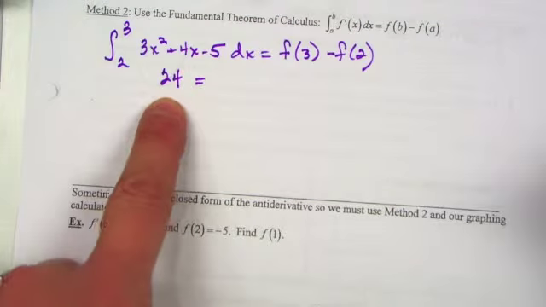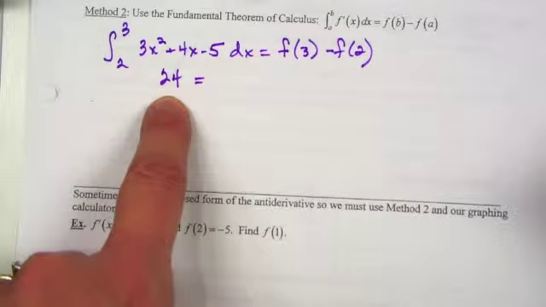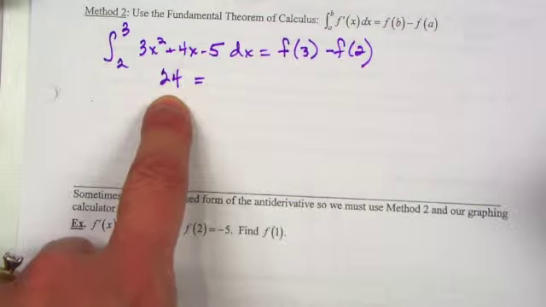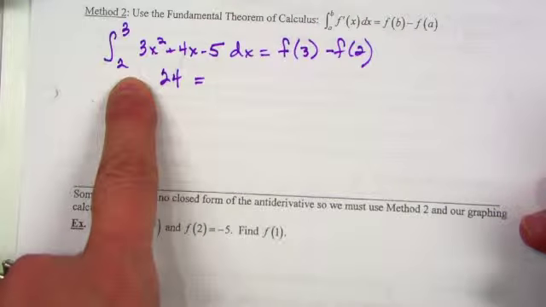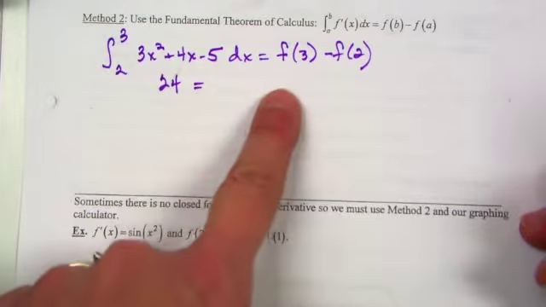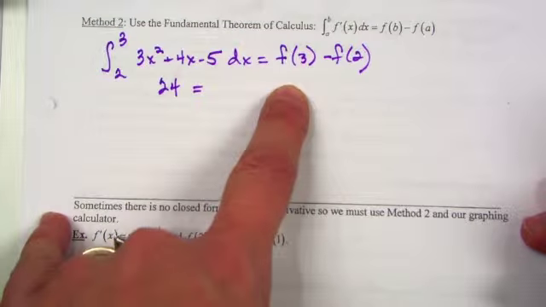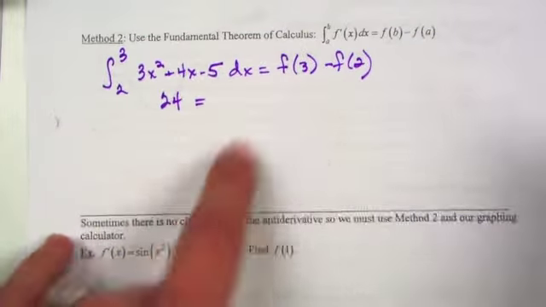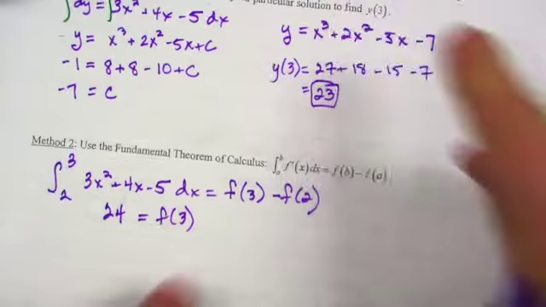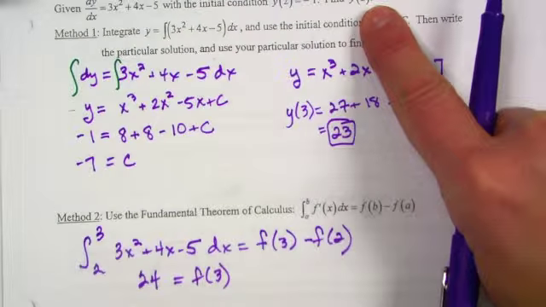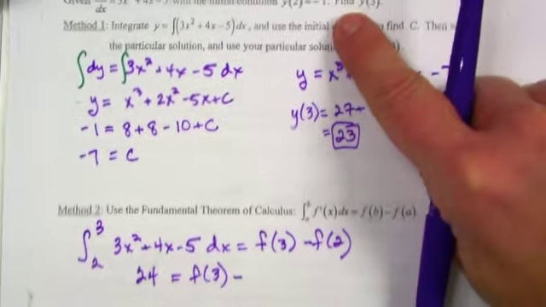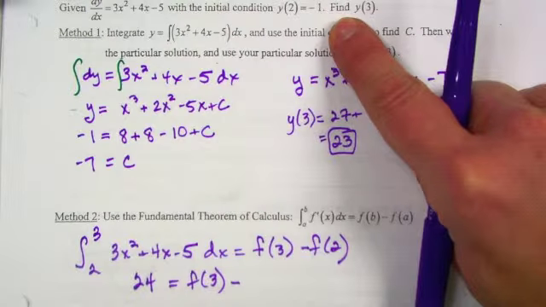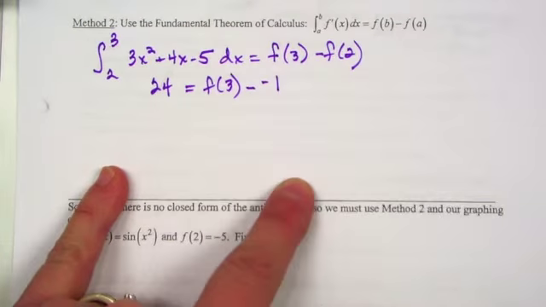So what is this really? Tell me what this really is. Okay, what else is it? Area. It is net area between this curve and the x-axis from x equals 2 to x equals 3, right? And by definition, it is equal to f of 3. Do I know f of 3 right now? No, that's what I'm looking for, right? It says y of 3, but f of 3 is what I'm solving for. Minus, what is f of 2? Negative 1.